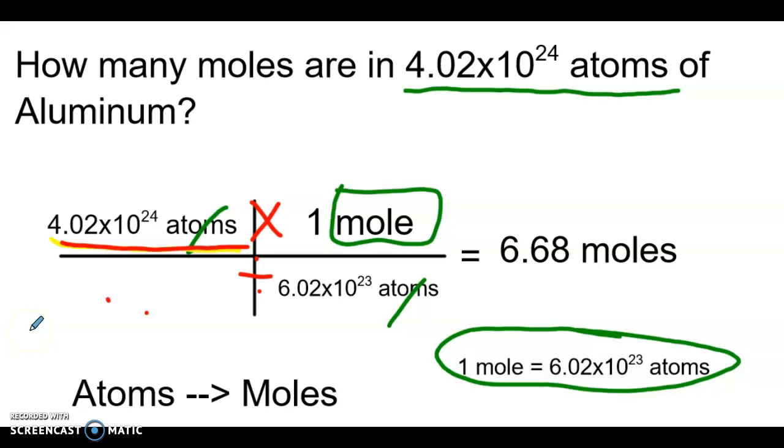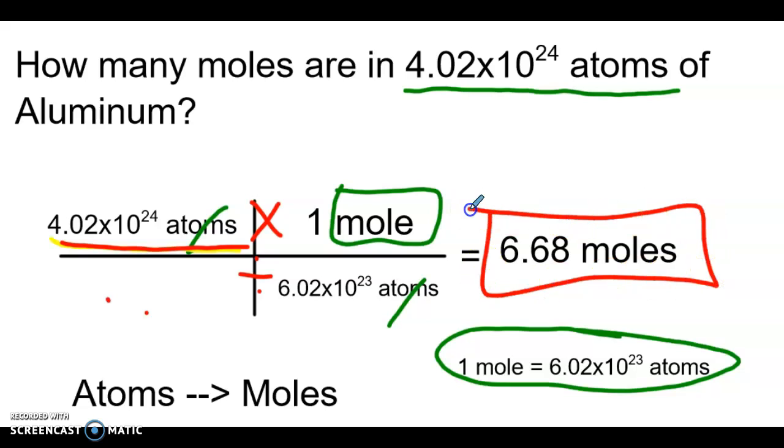Right, so just to recap, everything that's on the top gets multiplied. So 4.02 times 10 to the 24th times 1 doesn't really do anything, divided by what's on the bottom. So divided by 6.02 times 10 to the 23rd atoms. That's going to give you 6.68 moles as your final answer. So every problem that you do on your assignment here is going to be some variation of this. You're either dividing by 6.02 times 10 to the 23rd, or you're multiplying by it to get your answer.